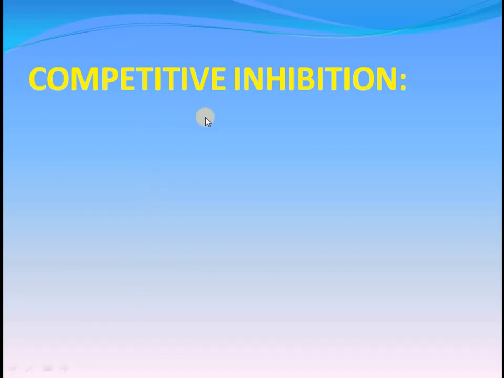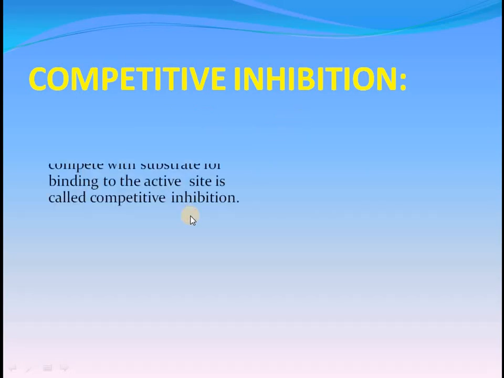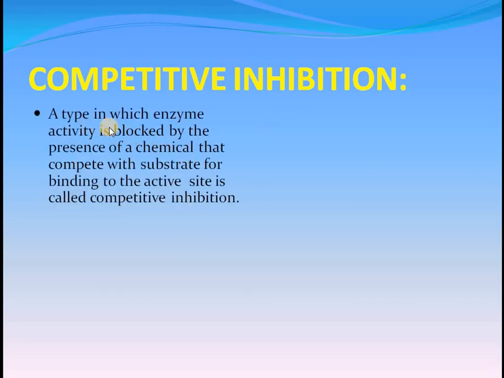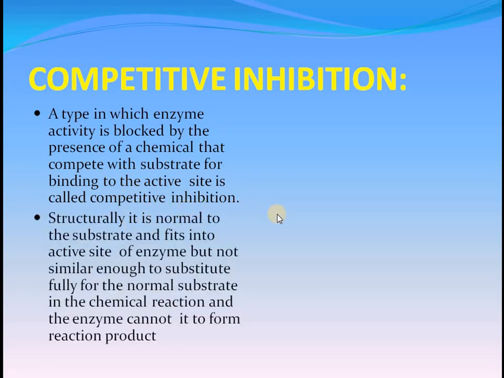Now, competitive inhibition is a type in which enzyme activity is blocked by the presence of a chemical that competes with the substrate for binding to the active site. It is called competitive inhibition. Enzyme activity is blocked, how? By the presence of a chemical that competes with the substrate for binding the active site.